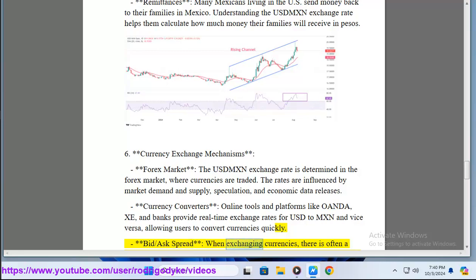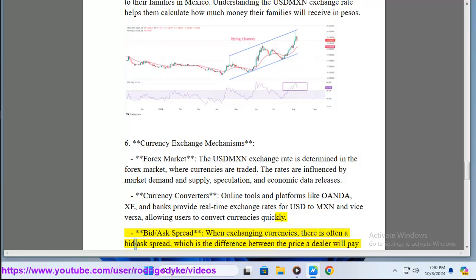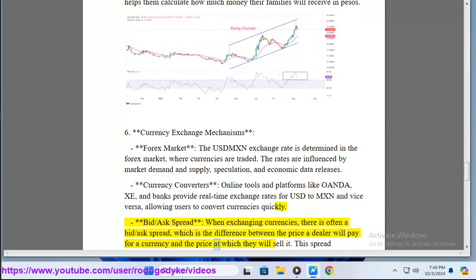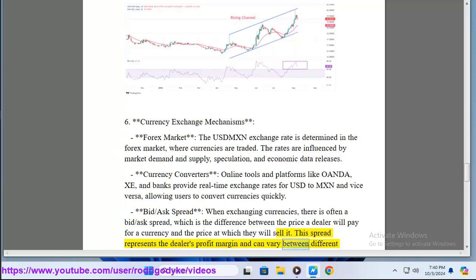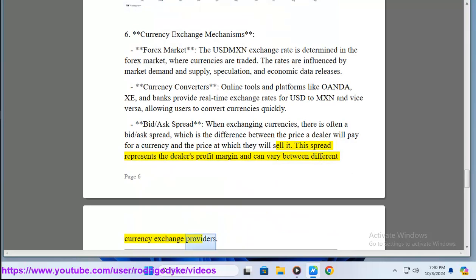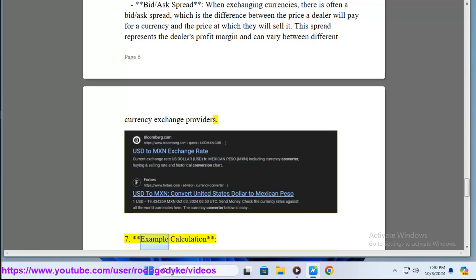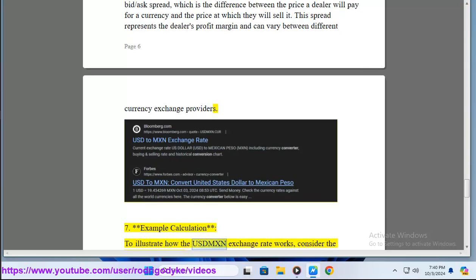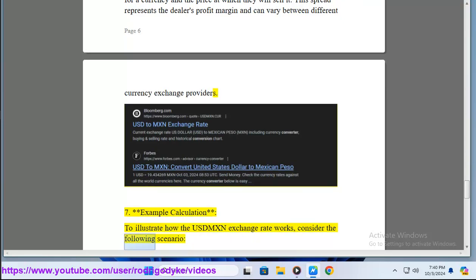Bid/ask spread. When exchanging currencies, there is often a bid/ask spread, which is the difference between the price a dealer will pay for a currency and the price at which they will sell it. This spread represents the dealer's profit margin and can vary between different currency exchange providers. 7. Example calculation. To illustrate how the USDMXN exchange rate works, consider the following scenario.